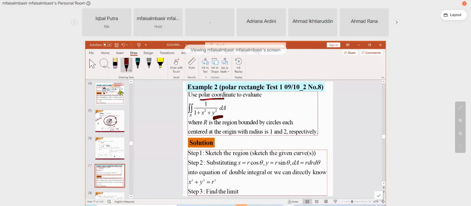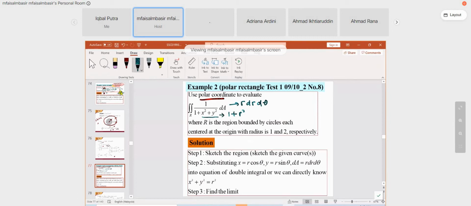Okay. So change this to 1 plus r squared, your dA is r dr d theta. R is bounded by circles with center at the origin, radius 1 and radius 2.